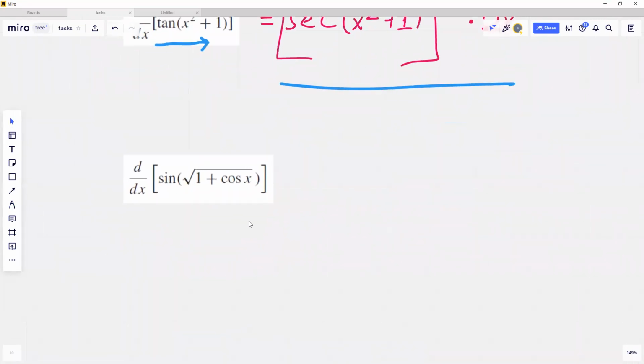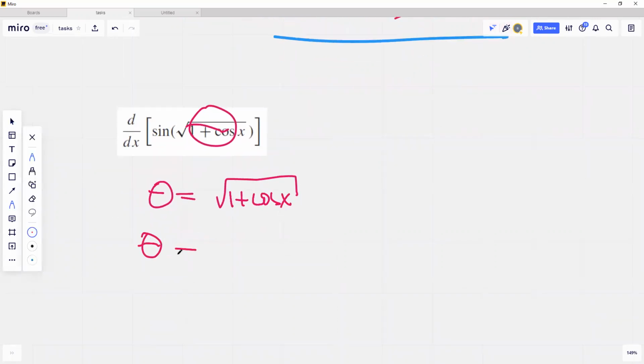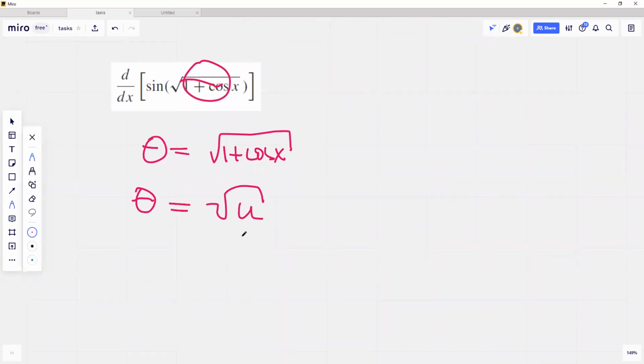All right, next problem. Now this problem is a bit more complex. This time we start with an outer function, which is sine of some, let's again call that theta. Then we have theta, which is the square root of 1 plus cosine of x. And theta can be written down as a square root of u, where u is a function of x. So theta is a function of u, and u here is a function of x, which is represented as 1 plus cosine of x.